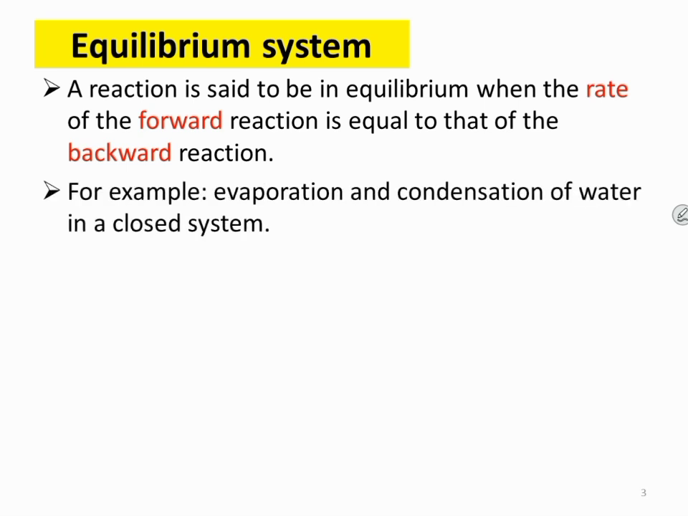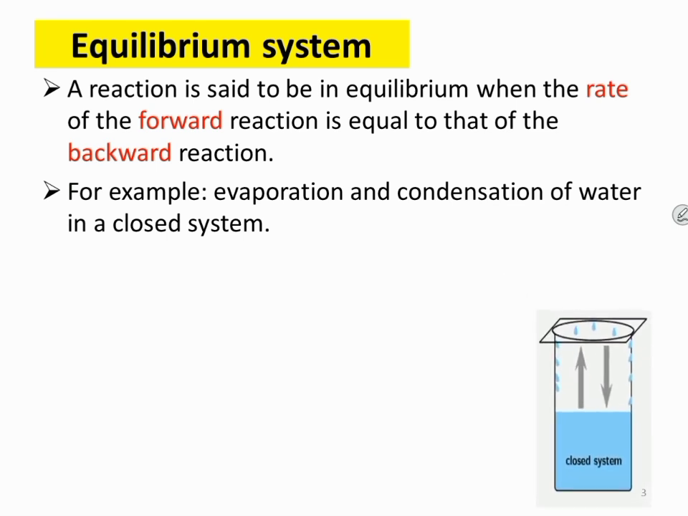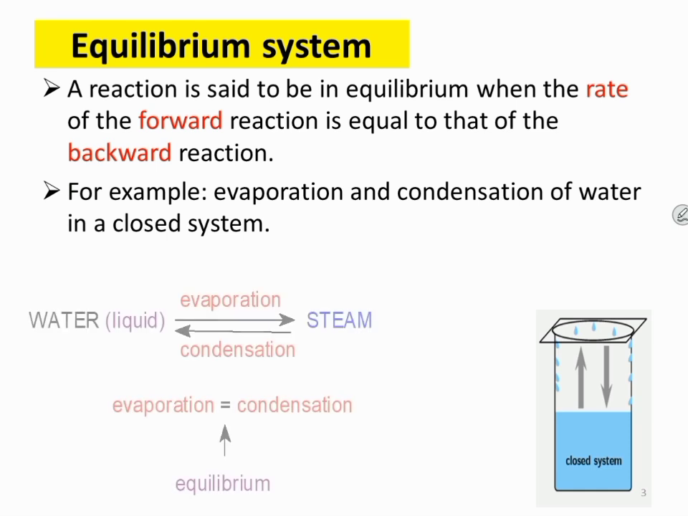Now, for example, let's take evaporation and condensation, which is a physical phenomenon that usually occurs. Evaporation and condensation can occur when the system is closed, in a closed system. It's possible that evaporation and condensation can occur simultaneously in a closed system. Now, when the rate of evaporation is equal to the rate of condensation, you say the system is in equilibrium.